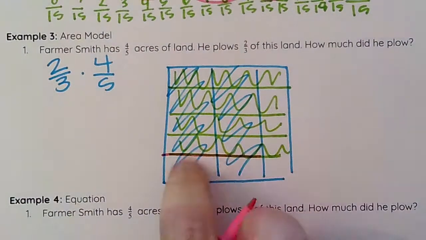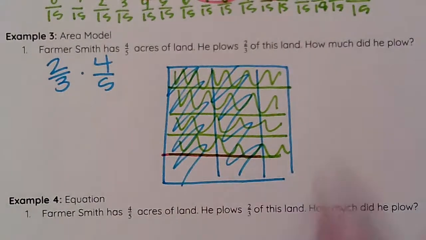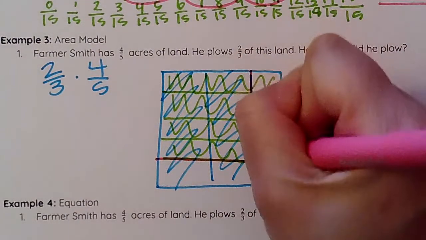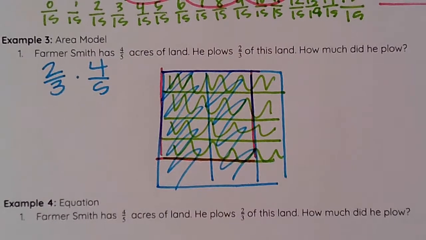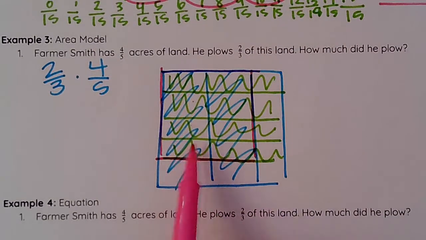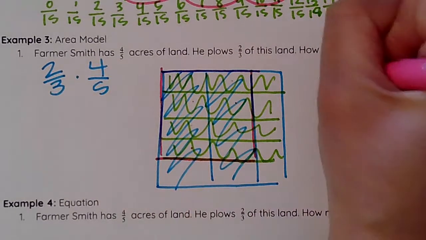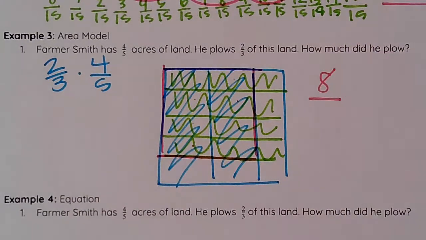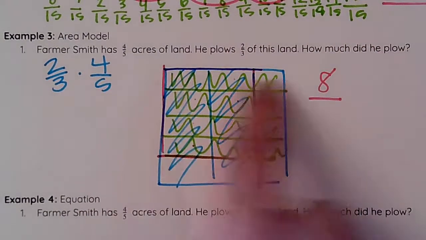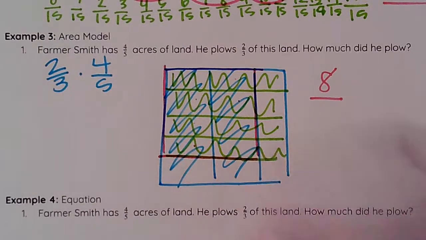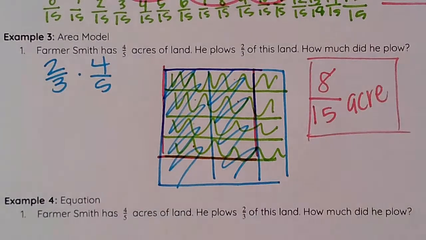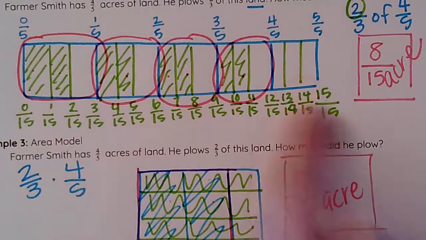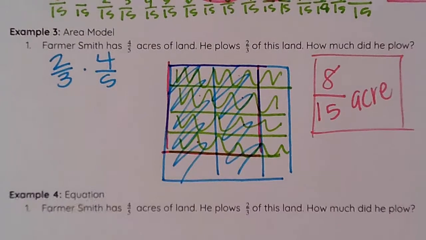And that would be here. This is only my 2/3, so that doesn't overlap. And this is only my 4/5, my green, so that does not overlap. So all that overlaps are these little squares. And I can count 1, 2, 3, 4, 5, 6, 7, 8. I've got 8 of them. And then out of a total of 3, 6, 9, 12, 15. Again, my answer is that he plowed 8/15 of an acre. So my answer is the same. This is called a bar model. This is called an area model.